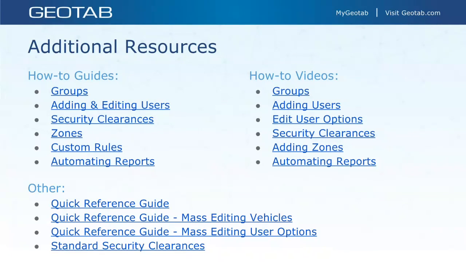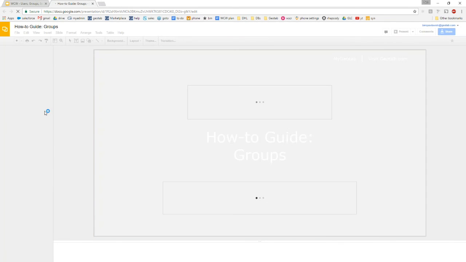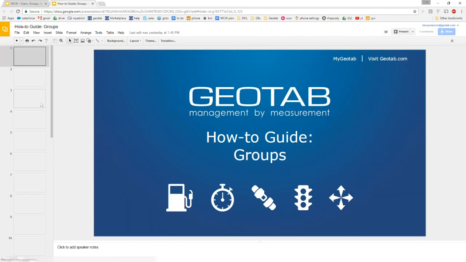But there's pretty much 3 different groups of resources here that I think are going to be valuable. So the first group that we have is how-to guides. These are step-by-step guides on how to accomplish these things in the database. These are all linked, so I can just click on this, and it's going to take me to the how-to guide on groups. And it's going to walk me through just about everything there is to know about groups from beginning to end.